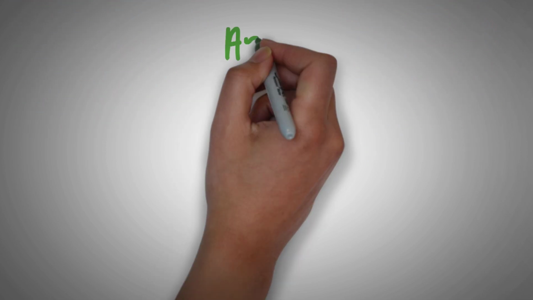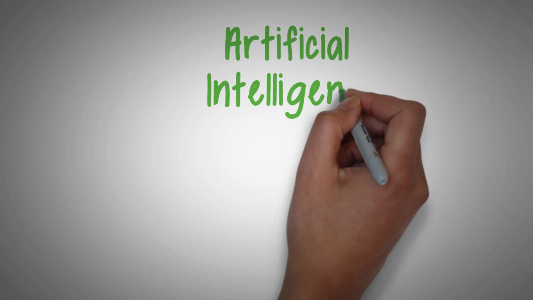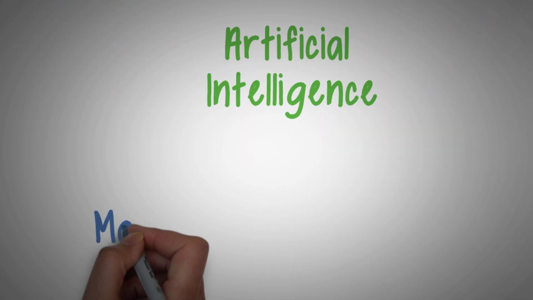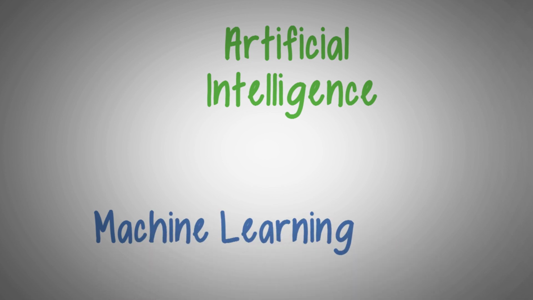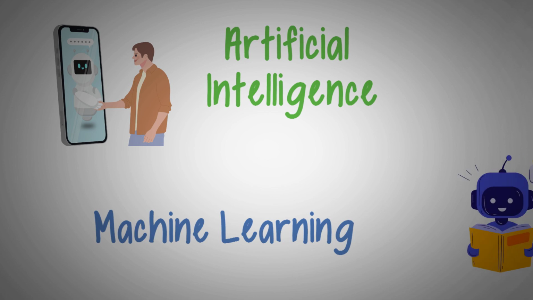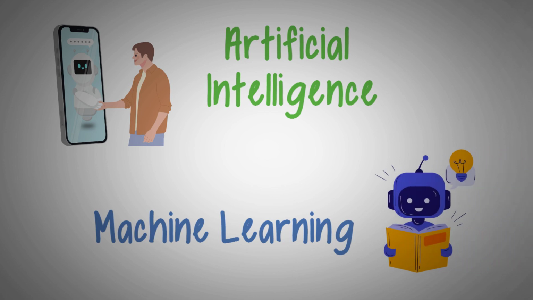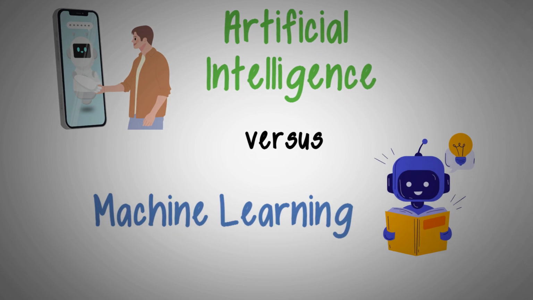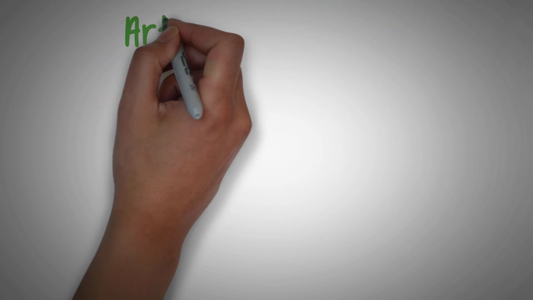Today we're diving into two terms that are transforming billions of lives, whether people realize it or not: artificial intelligence and machine learning. These terms often get confused, conflated, and used synonymously. But what's what? That's what we'll be uncovering in this video. Let's start with artificial intelligence.